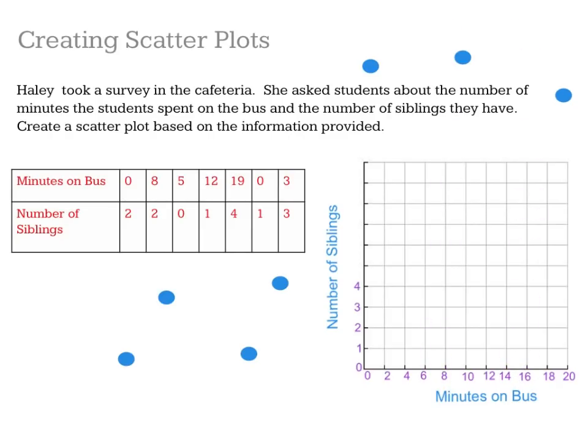Then I'm going to just take my points and I'm going to put them on there where they match. So the first one, I've got 0 minutes on the bus, but they've got 2 siblings, so I'll go ahead and put a point right where it says 0, 2.